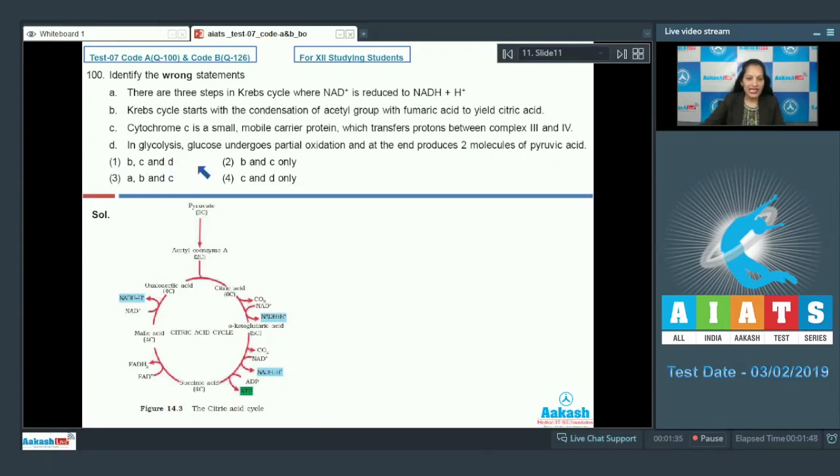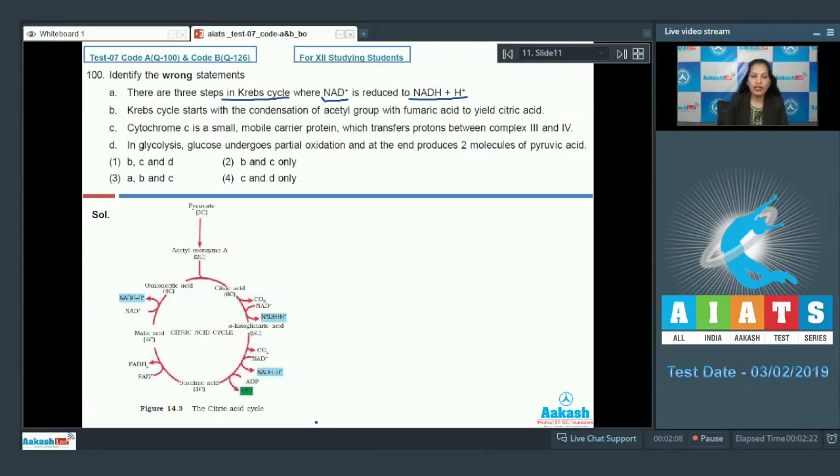First option B, C and D. Second B and C only. Third A, B and C. Fourth C and D only. So in this particular question you have to identify the wrong statement. See one by one. A. There are 3 steps in the Krebs cycle where NAD plus is reduced to NADH plus H plus.